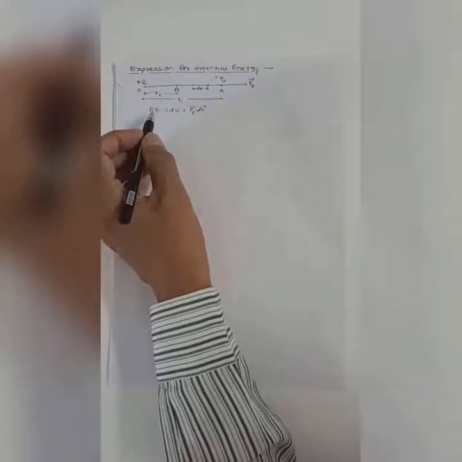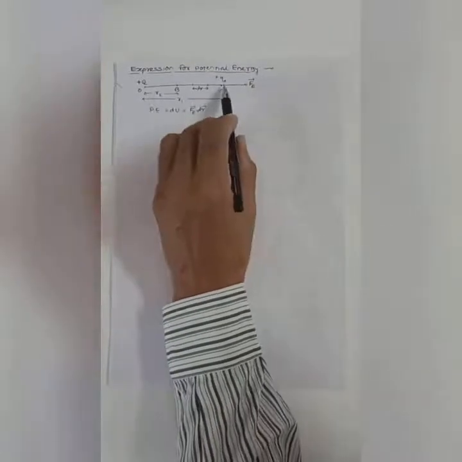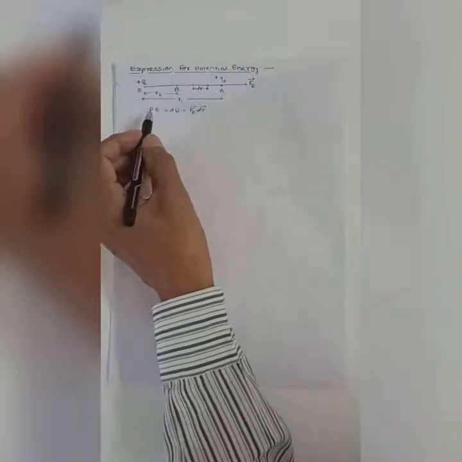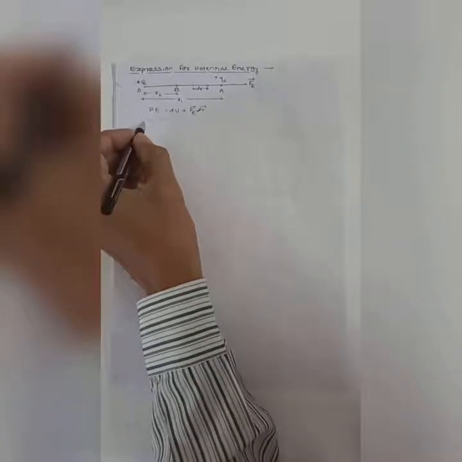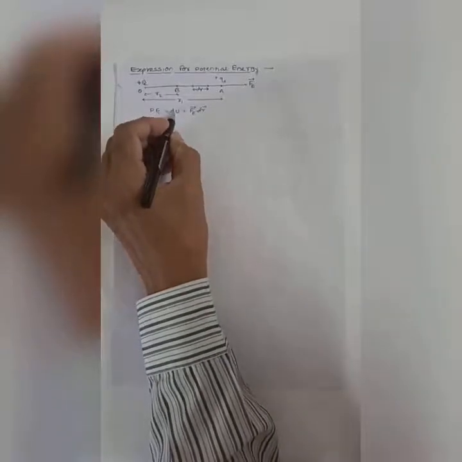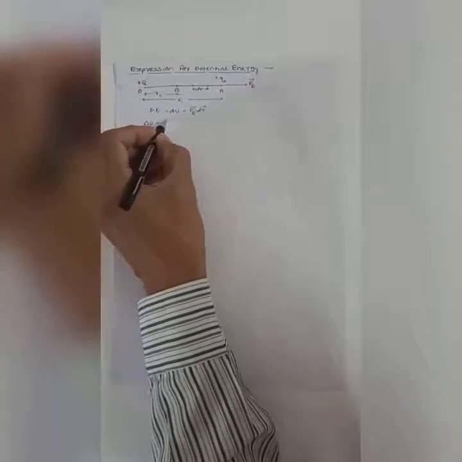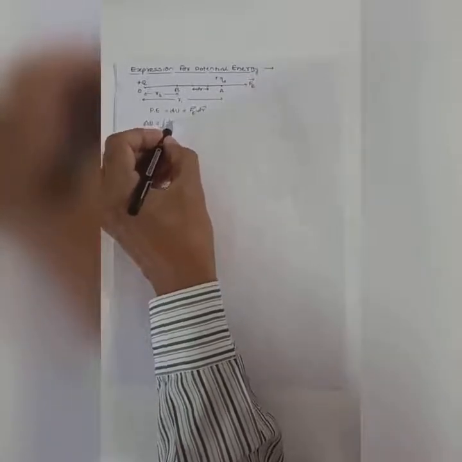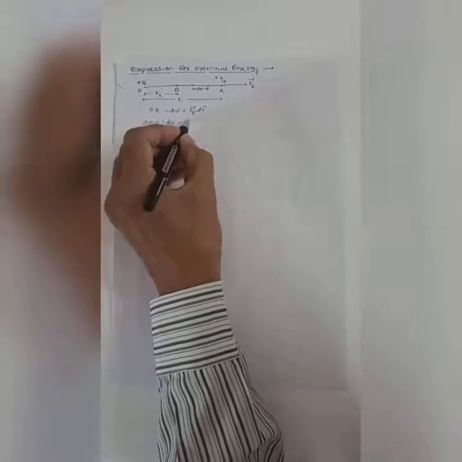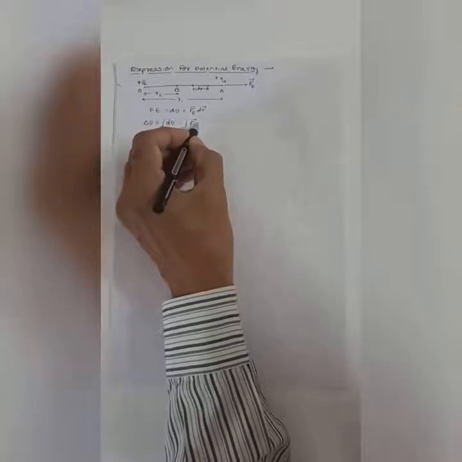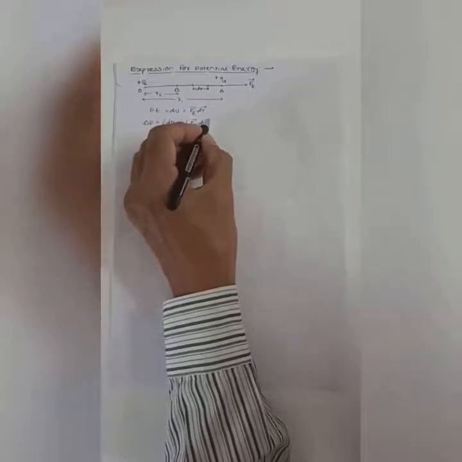Now, for the displacement of the charge from A to B, the change in potential energy can be obtained by integrating this increase in potential energy, and therefore the change in potential energy ΔU is equal to integration of dU, which is equal to integration of Fe dot dr.